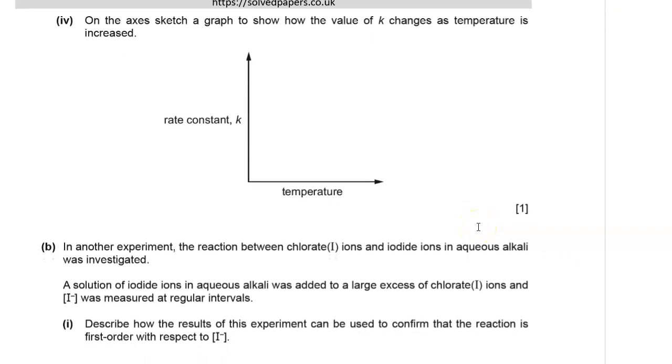Part 4. On the axis, sketch a graph to show how values of K change as temperature is increased. Increasing temperature, the value of K increases. Because K is dependent on temperature, increasing temperature increases the value of K.